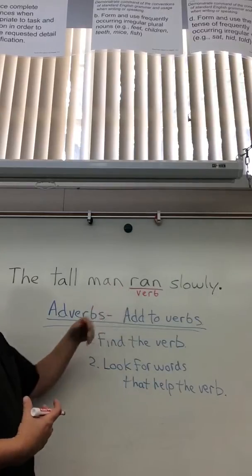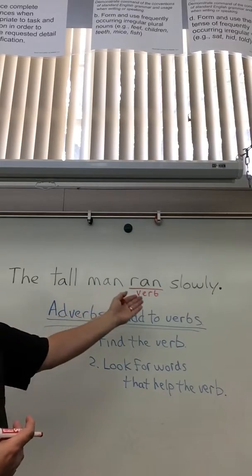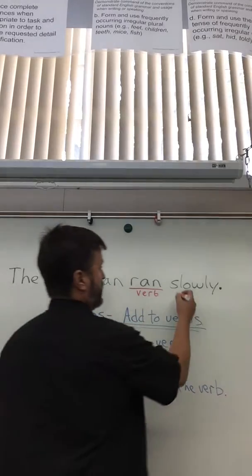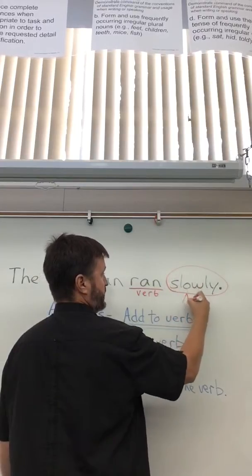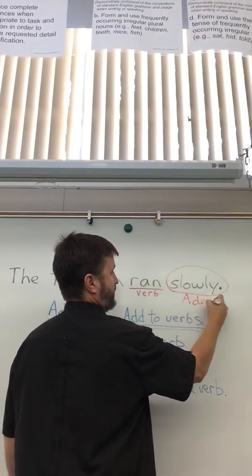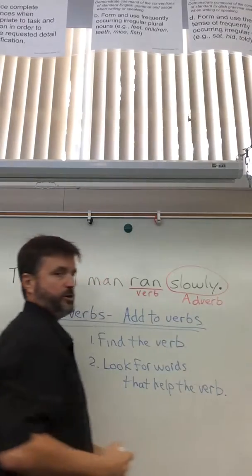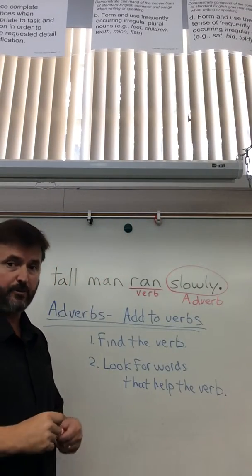When I look at this sentence, I can see that the tall man ran slowly. Slowly tells me how he ran. Slowly, therefore, is the adverb. It adds to the verb. It tells me how the man ran.